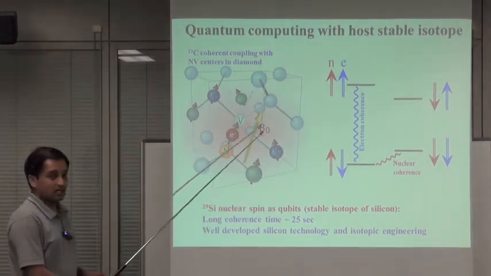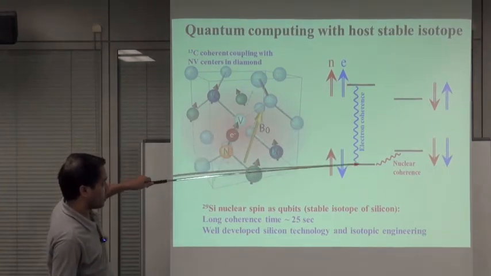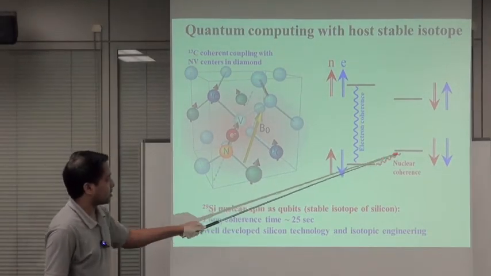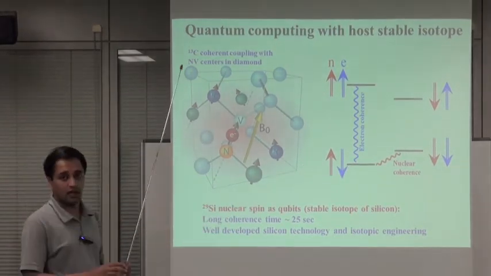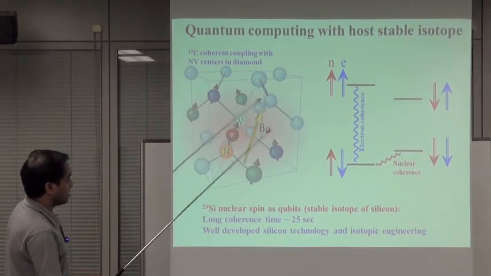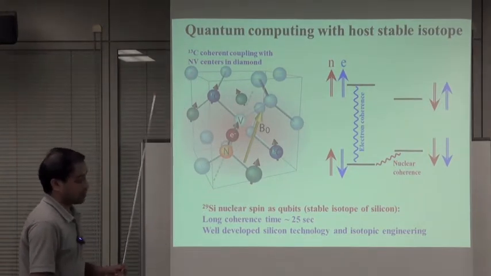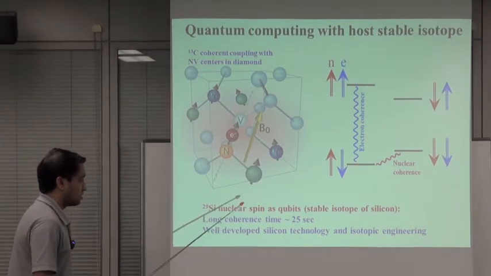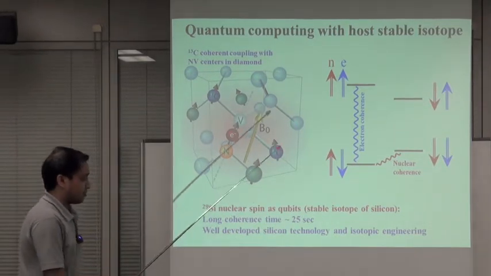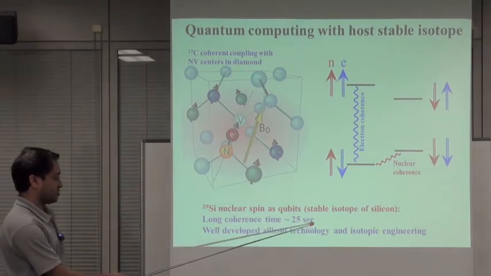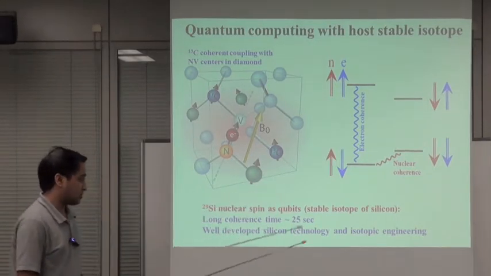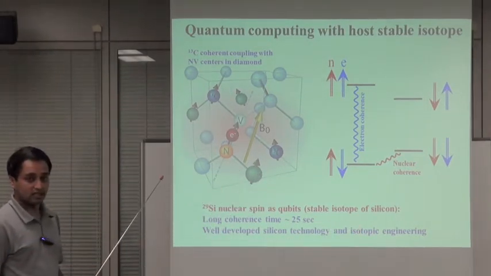It was shown in these works that the electron coherence generated here can be transferred to the nuclear coherence, and a long coherence time of 13 carbon was studied using these coupled systems. But in this work we are going to talk about 29 nuclear spins in silicon. This is again a stable isotope in silicon, which has a very long coherence time, 25 seconds has been proposed. And the added advantage is well-developed silicon technology, as well as isotopic engineering for 29 silicon.